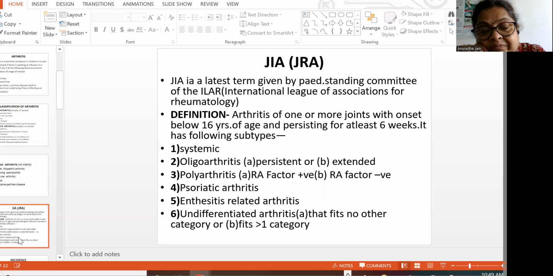Then psoriatic arthritis. This may be associated with psoriasis. And then lastly, enthesitis-related arthritis.